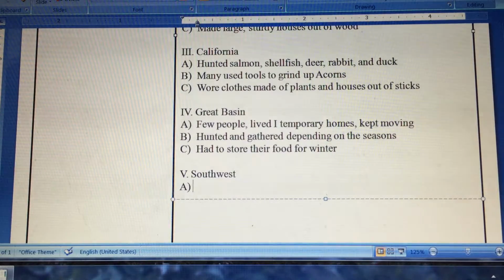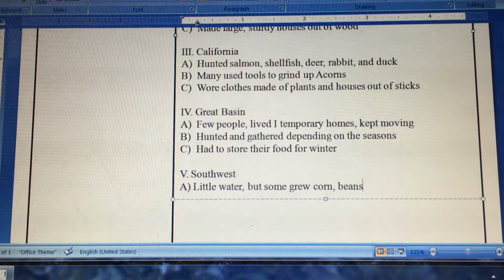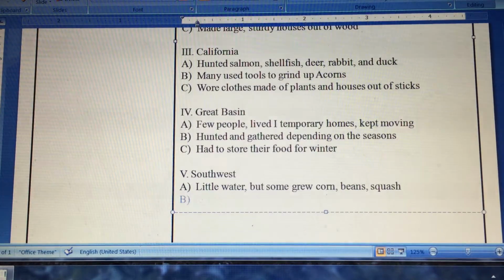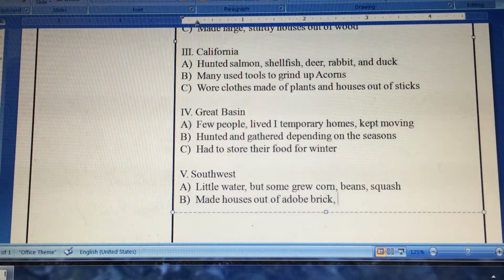So once again, little water, but some were able to grow a lot of food. Some grew corn, beans, squash. Okay? They developed irrigation that allowed them to grow lots of food. What else? And this is kind of the cool part. They made houses out of adobe brick and wore cotton clothes.